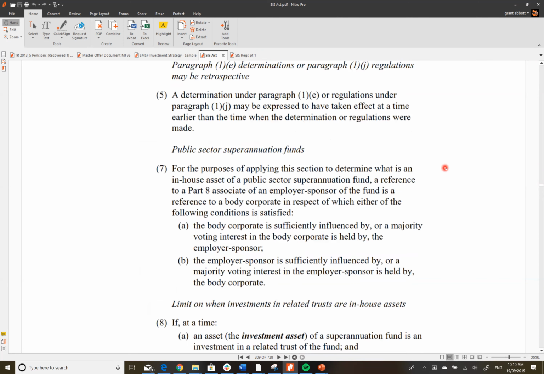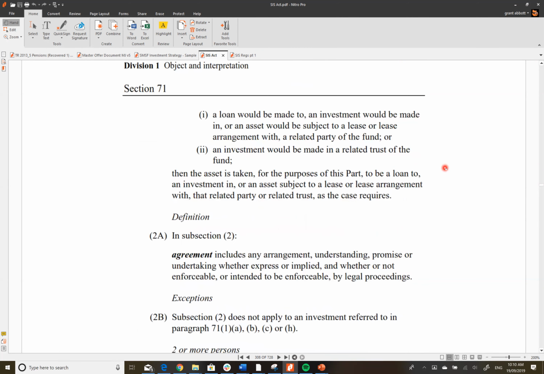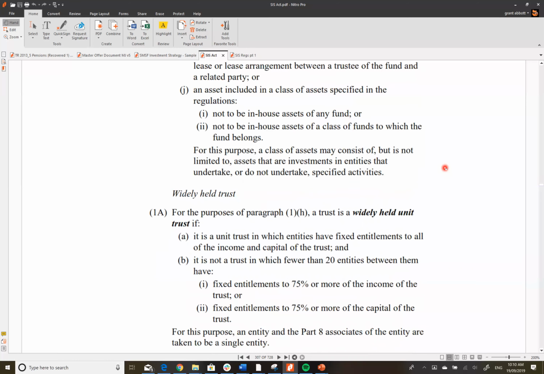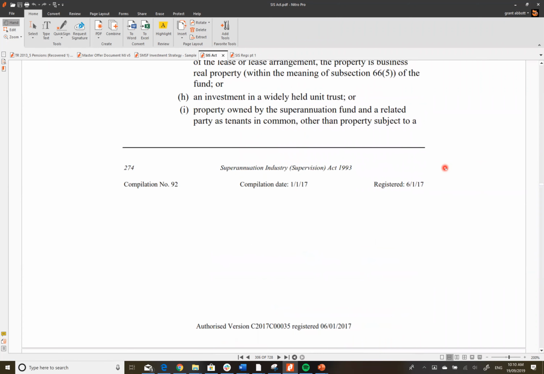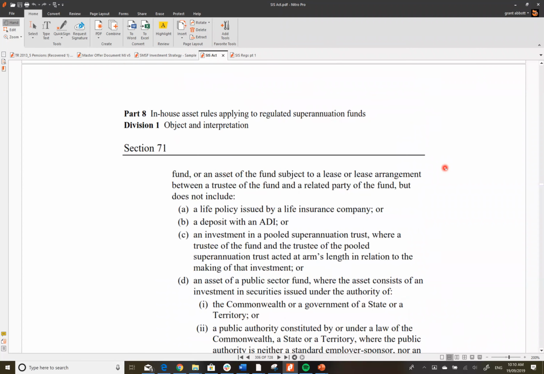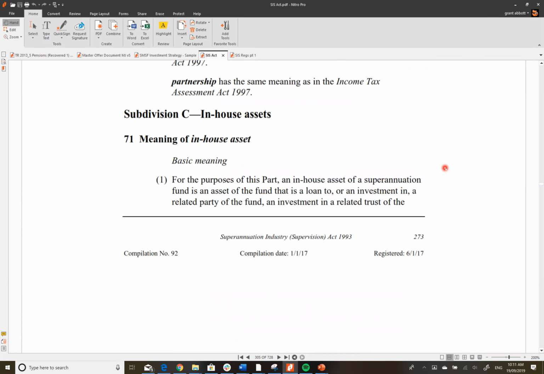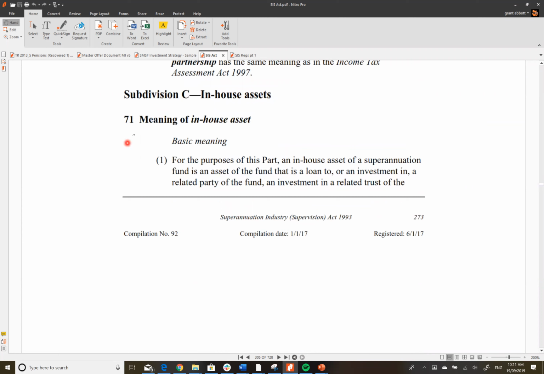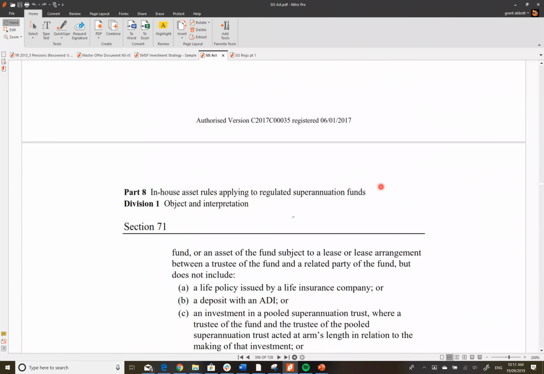So if we go down and have a look here, and I'm in the SIS Act because I know Ian likes to follow me here. And again, this is being recorded, so if you want to come back later, it is a bit of a technical one, but that's just the way it is. So Section 71, meaning of in-house asset. For the purpose of this part, an in-house asset of a superannuation fund is an asset of the fund that is a loan to or an investment in a related party of the fund, an investment in a related trust of the fund, or an asset of the fund subject to a lease or lease arrangement.